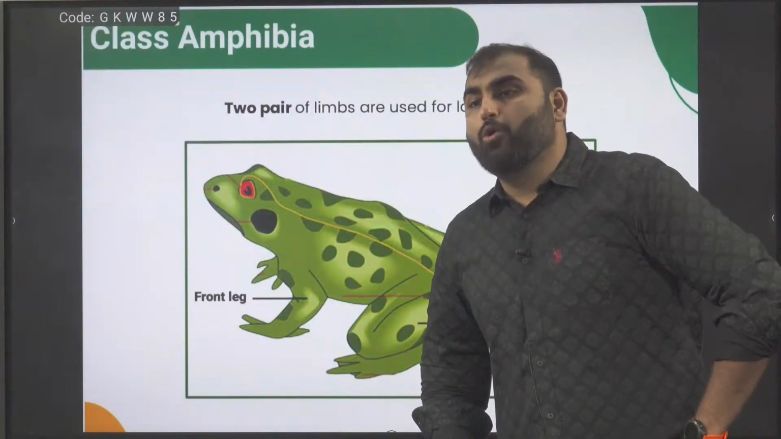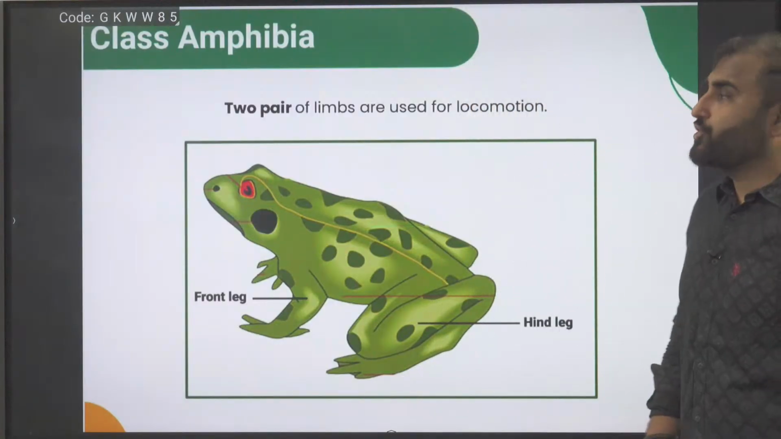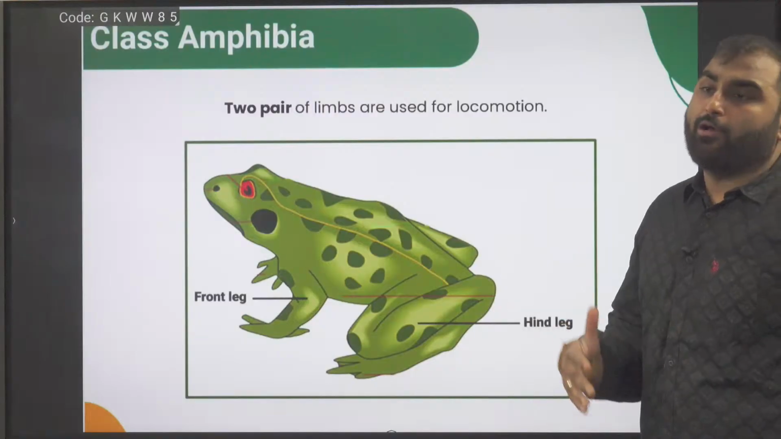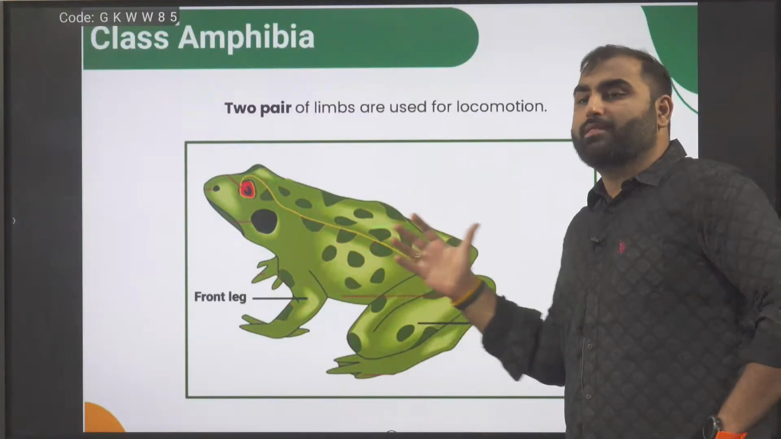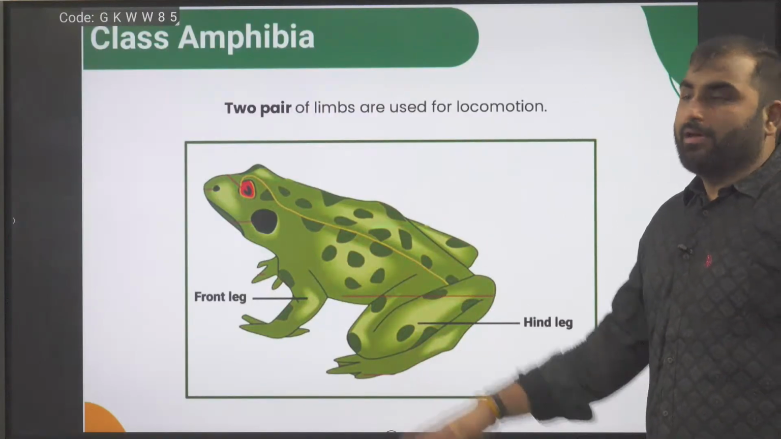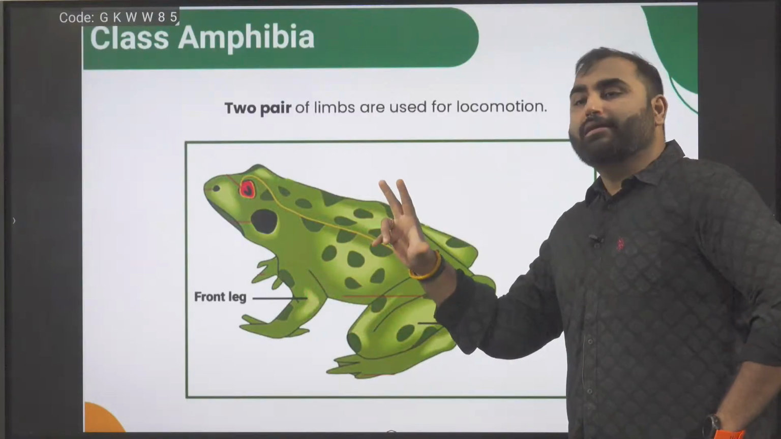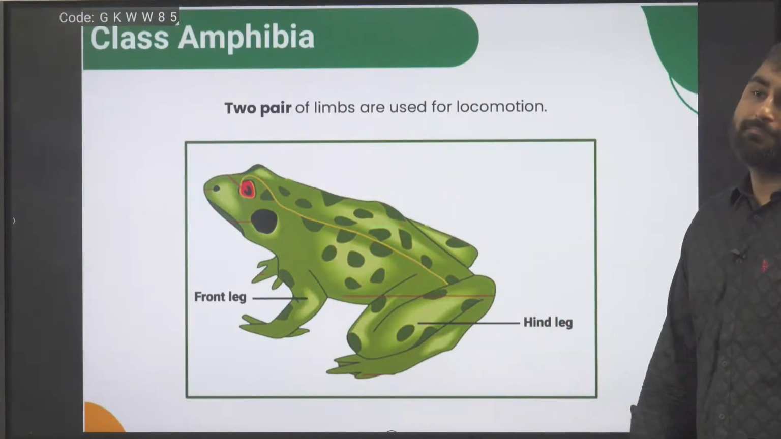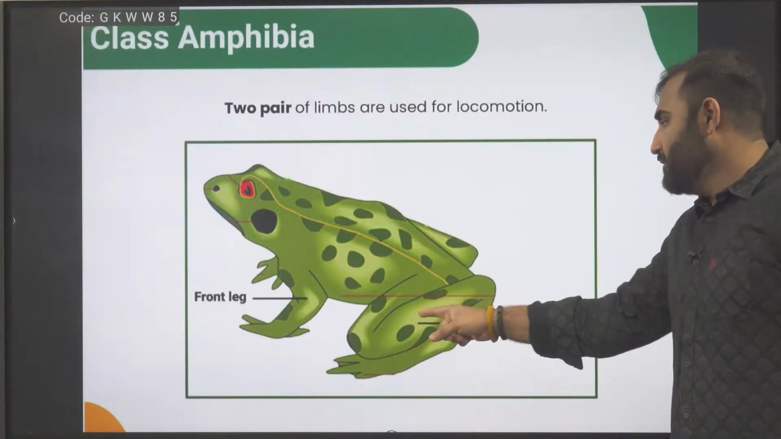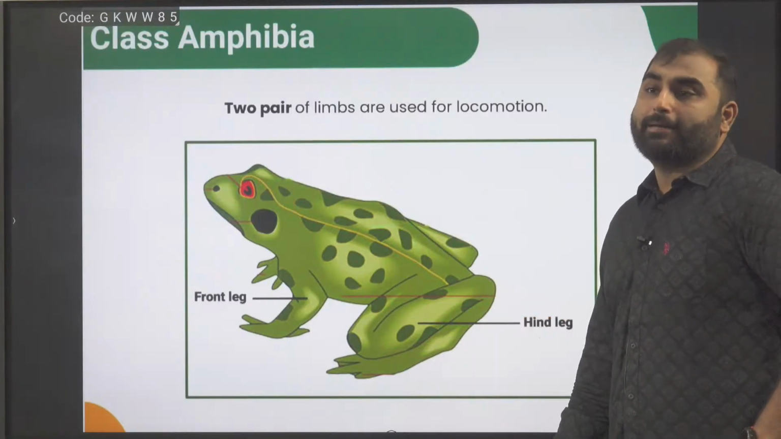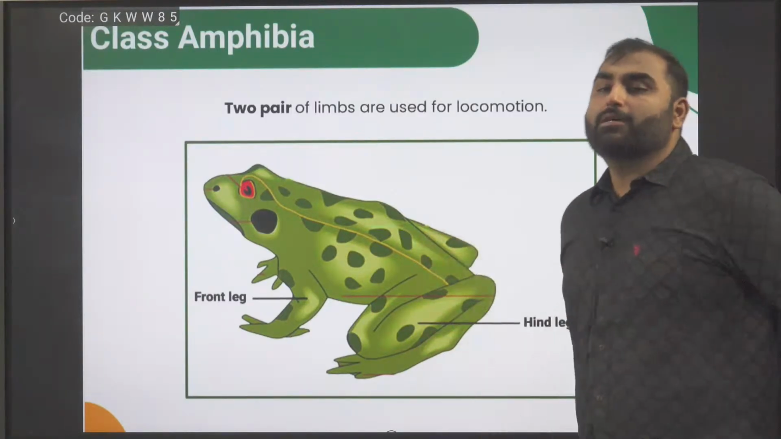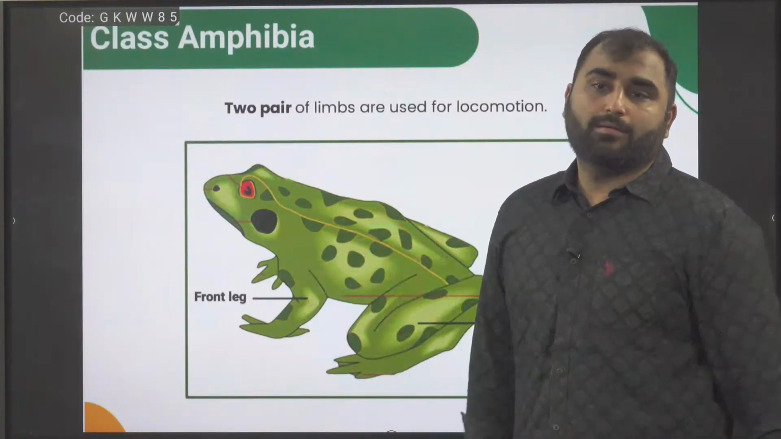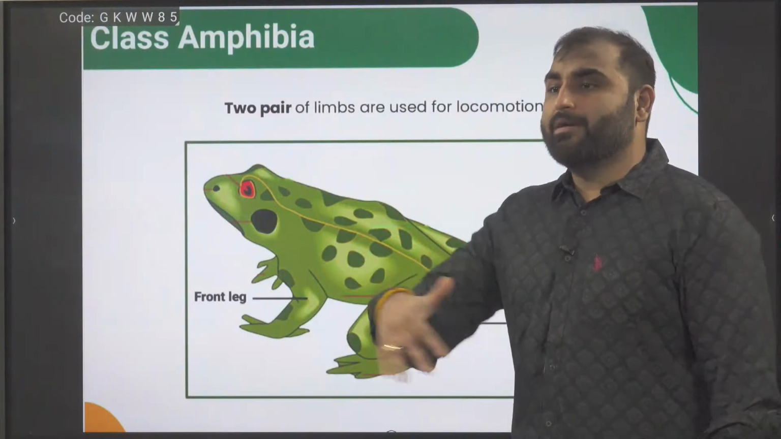Then talking about the locomotion part, they are tetrapod. So they are tetrapod means two pairs of limbs are there. You can see the forelimbs and the hind limbs, right? If you observe the forelimbs, they are a little smaller as compared to the hind limbs. Hind limbs are longer. So if you can see this frog here, very long hind limbs are there. And these long hind limbs provide a lot of force, a jumping force for leaping. Okay? Leaping means hopping.